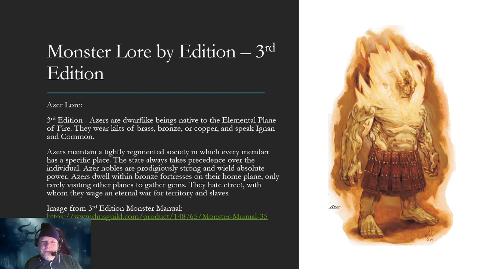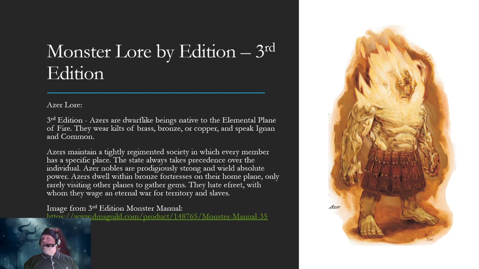Azers are dwarf-like beings native to the elemental plane of fire. They wear kilts of brass, bronze, or copper, and they speak Ignan and Common. Ignan is the native language of the elemental plane of fire. Azers maintain a tightly regimented society in which every member has a specific place. The state always takes precedence over the individual. Azer nobles are prodigiously strong and wield absolute power. Azers dwell within bronze fortresses on their home plane, only rarely visiting other planes to gather gems. They hate Ifrit, with whom they wage an eternal war for territory and slaves.